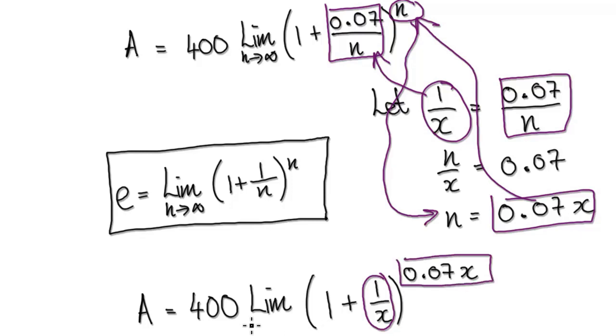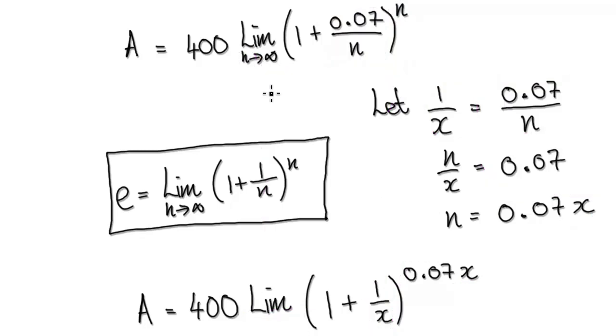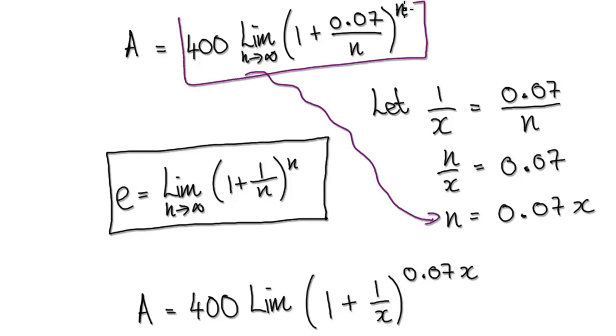But then we got to think about what happens to x, because we are changing the n into x. So what is happening to x as n heads towards infinity? So wait there. Looking at this, we want to know, because for us to translate this, we are moving from n to x. So what is happening to x as n heads towards infinity?